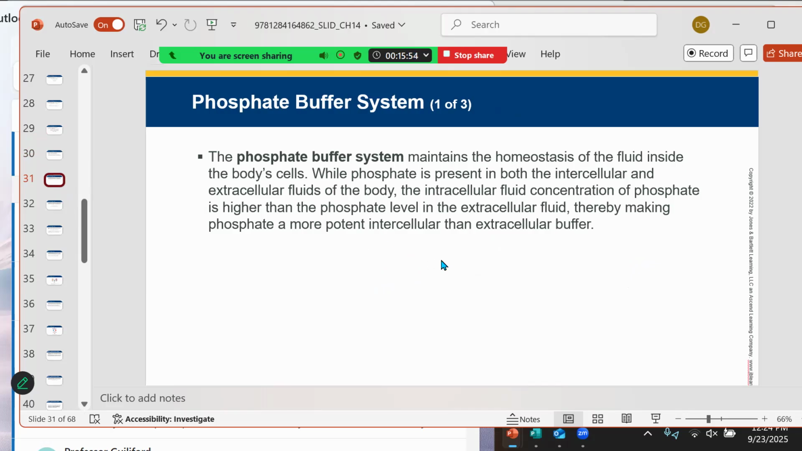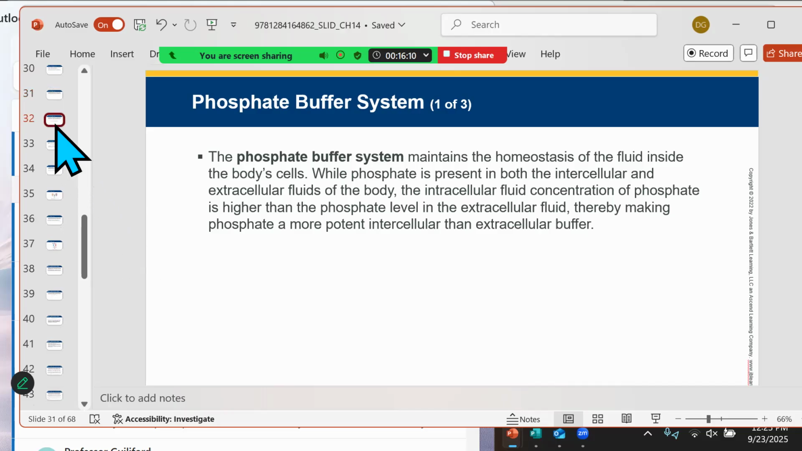All right, phosphate buffering maintains homeostasis inside the cells. Phosphate is present in both the intracellular and extracellular fluids. And there we go. There's a picture of it right now. The intracellular concentration of phosphate is higher than extracellular, making phosphate a more potent buffer.